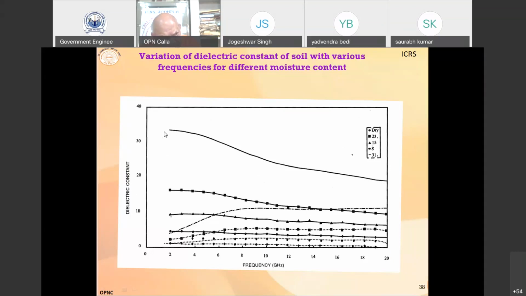And you see that the dielectric constant at 2 gigahertz is around 33 or 34 for saturated soil. And as we go down in percentage, the dielectric constant goes down. For the dry soil, it is around 2 or 3, and this is 2 to 3 for all the ranges, whereas for soil moisture, it varies from 32 to almost 20. So this one graph is very important and that is used by us in all our analysis.